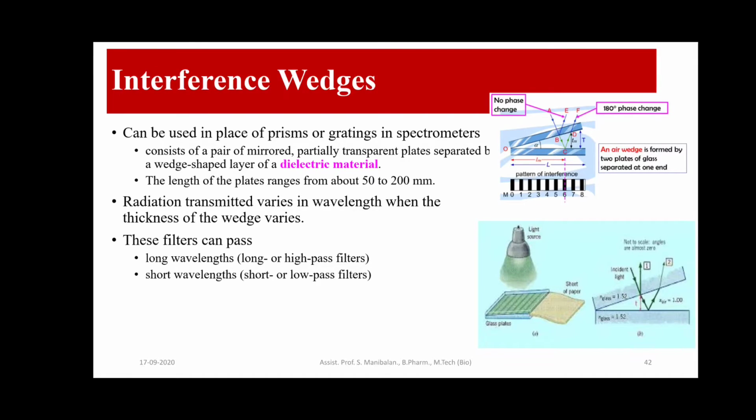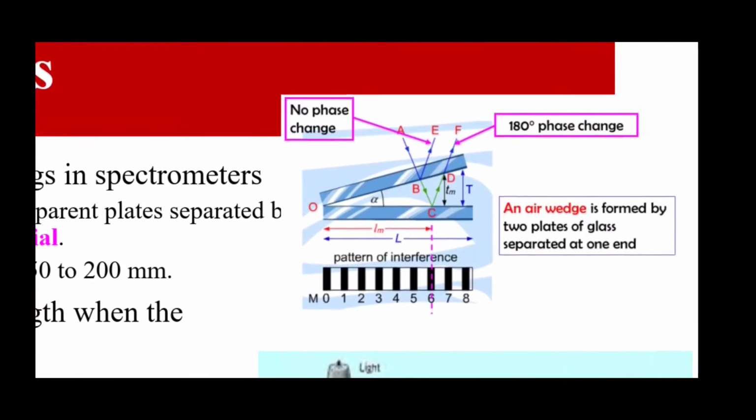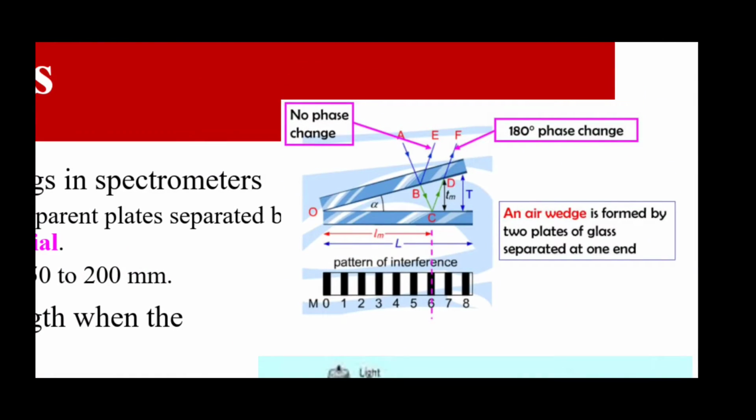Dielectric materials we already know: metal halides, calcium fluoride or magnesium fluoride are used, which are inorganic. The length of the plane ranges from about 50 to 200 millimeters. From each distance we can get different wavelengths. The radiation transmitted varies in wavelength when the thickness of the wedge varies. So mechanically we can move the layers, the entire setup. These filters can pass long wavelengths and short wavelengths. You can see this is the setup of how it is working.